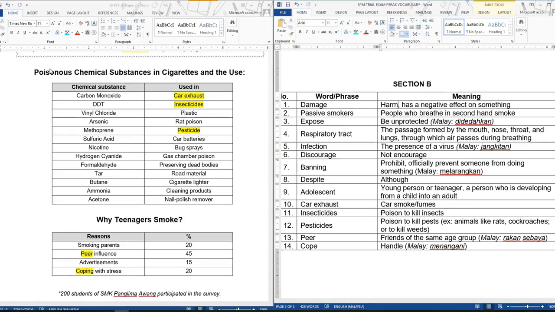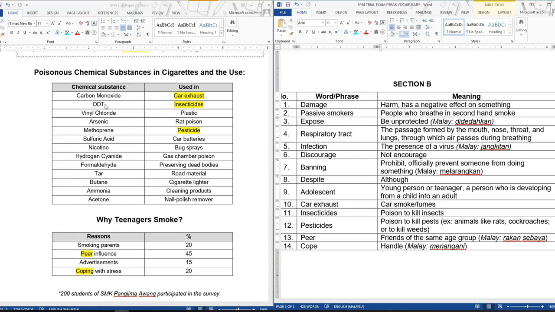Moving on to the second section of the text, they have given you 2 graphic organizers, and as you can see here, they have given you the graphic organizer in the form of tables. The first table is talking about poisonous chemical substances in cigarettes and their use. So how do they use these chemical substances that are also found in cigarettes? The first chemical substance is carbon monoxide, and it's also used in car exhaust. So what is car exhaust? If you look at the list here, car exhaust has the same meaning as car smoke or fumes.